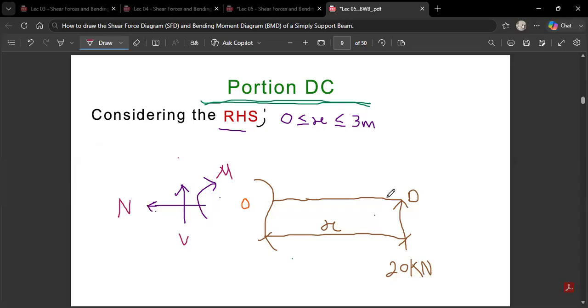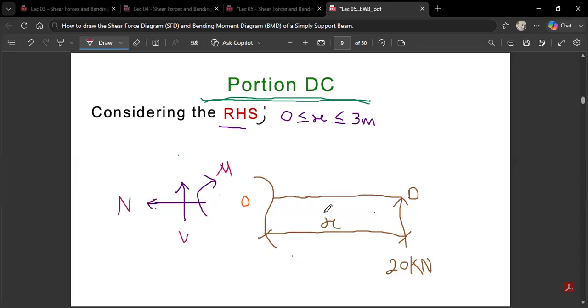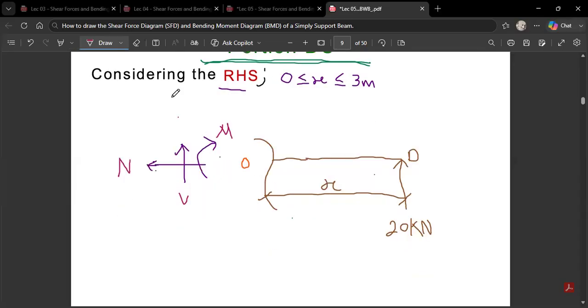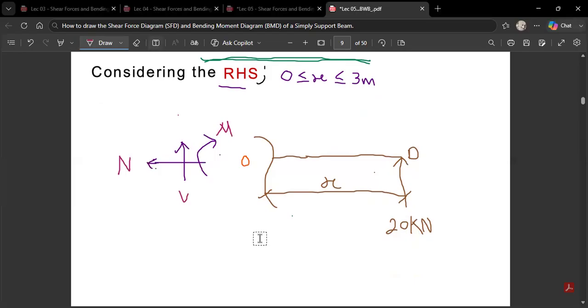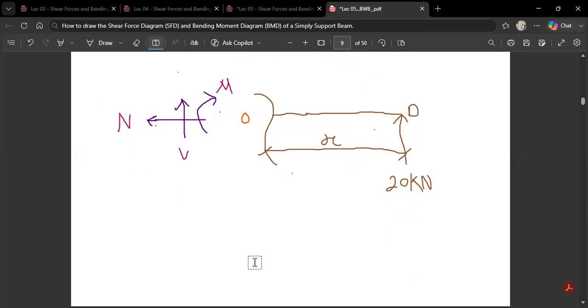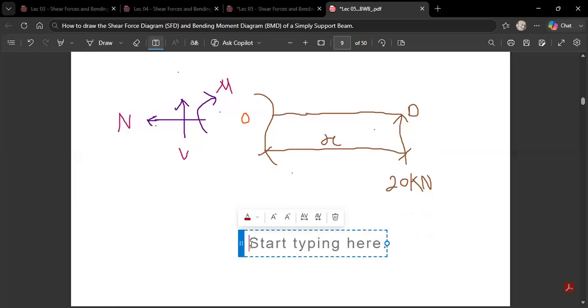So from here, we can now start the work, and life is much easier. What is the first thing we are going to calculate for? The first thing we are going to calculate for is our shear force values. So let's do that quickly. This is my shear force values.